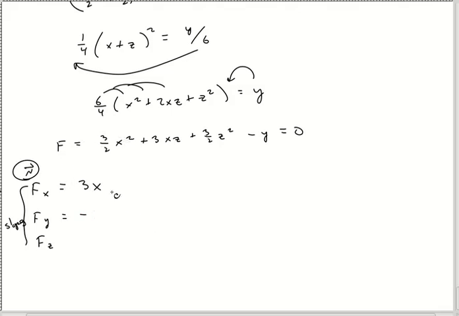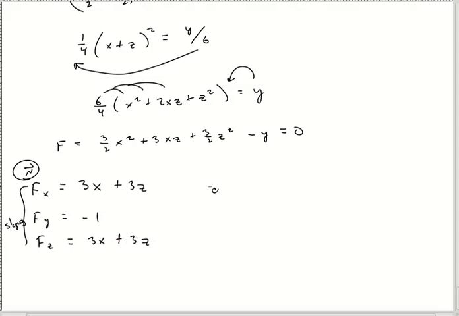Whoa, I messed up on my x. Sorry, I did my x fine there. But what about this guy? It's 3z. Okay, now we're talking. A negative 1 for that. For my z, I got a 3x, and again, the 2 comes down, cancels, and a 3z. Cool.